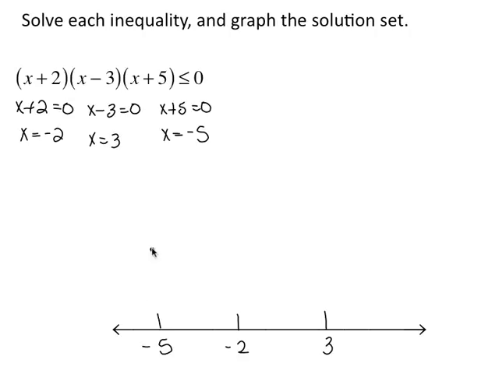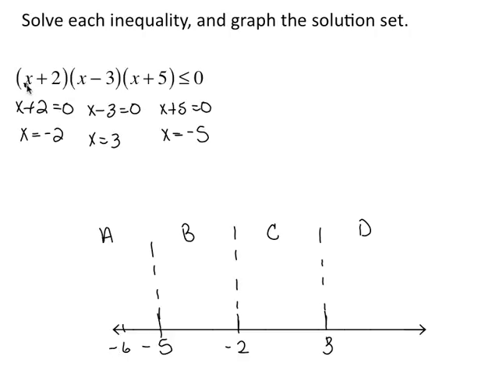So this creates our intervals. In this case, we're going to end up with 4 intervals. We have interval A, interval B, interval C, and interval D. To determine if the points in each of these intervals are included in our solution set, we need to find a test point. So for the first interval, I'm going to use the test point negative 6.